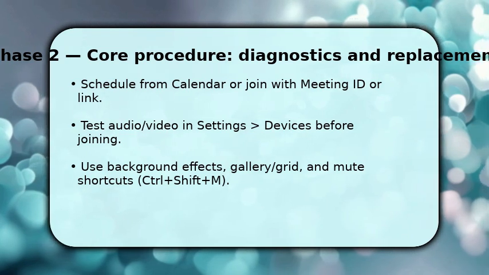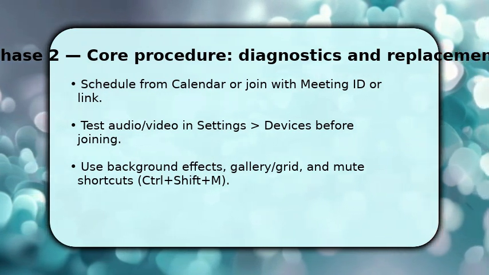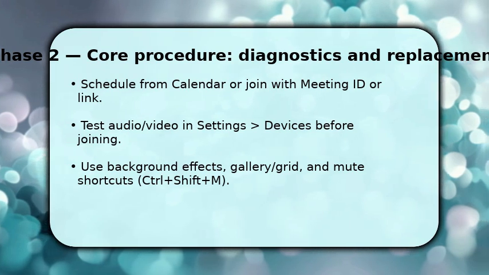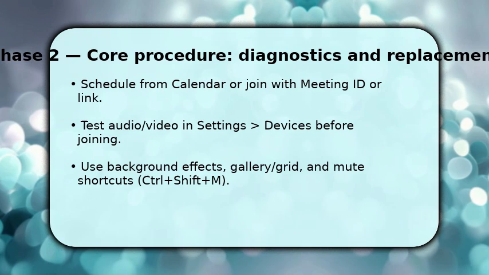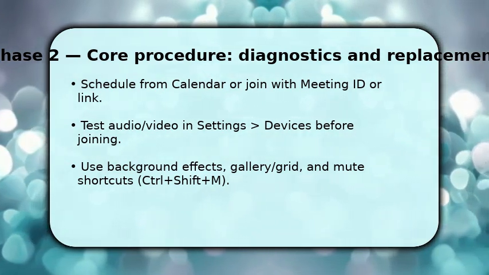When in a meeting, choose your view, gallery or large gallery, for context, and use background blur or an image to reduce distractions. Once done, use keyboard shortcuts like Ctrl+Shift+M to toggle mute quickly, and remember to pin or spotlight the presenter when you need focus.